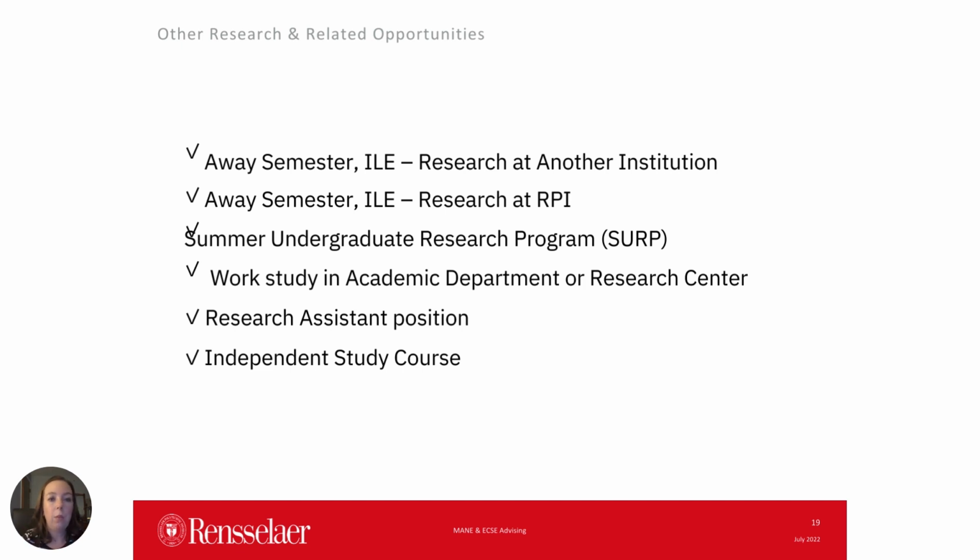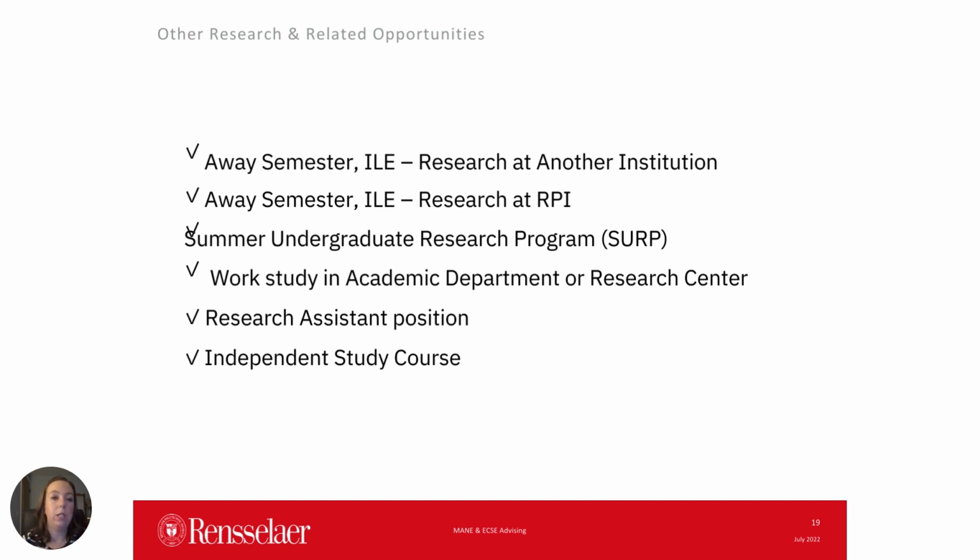A couple different ways that you can do research that are not URP. URP is a very specific program at RPI for undergraduate research, and that's what the program's called, but you can still do research in a few different ways. One way is if you're doing your away semester, you can do research at another institution, kind of similar to doing a co-op. You're going to reach out to that institution and see if they have any opportunities. And if so, then you will fill the information out on the ARCH website for research at another institution.